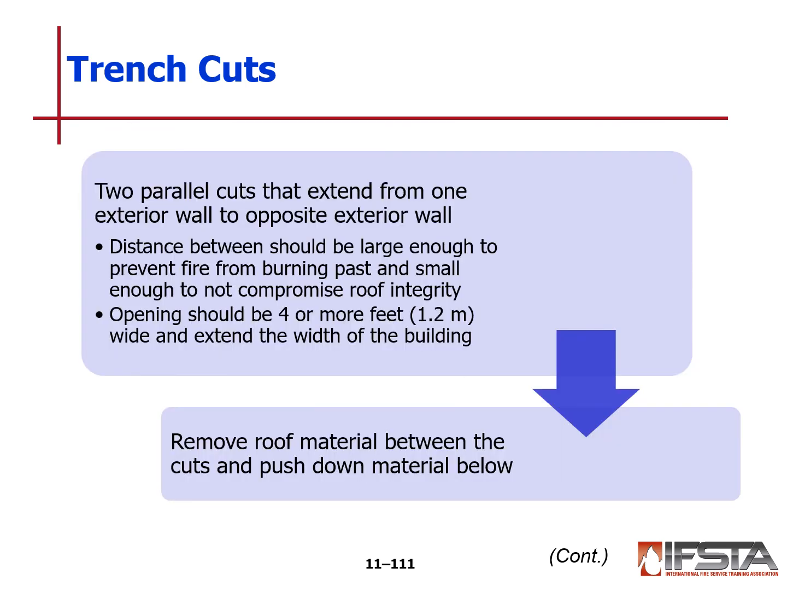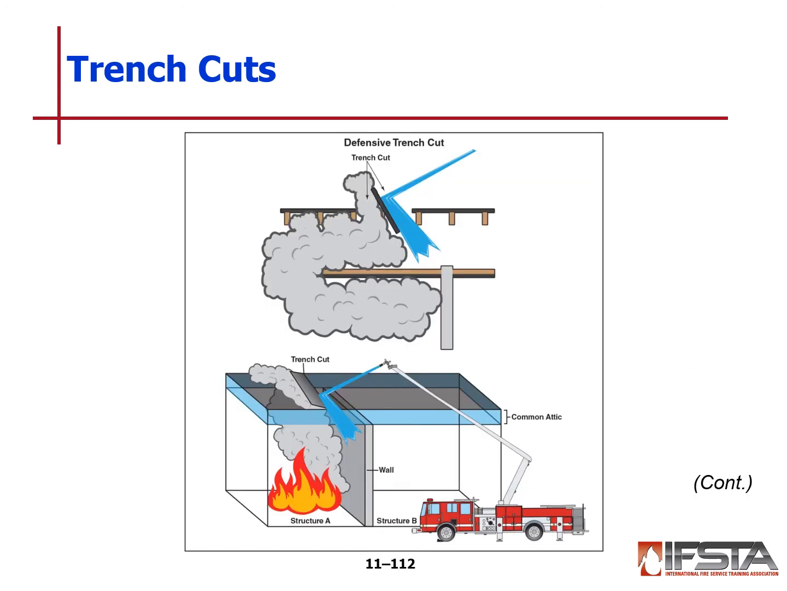2 parallel cuts that extend from one exterior wall to the opposite exterior wall. The distance between should be large enough to prevent fire from burning past and small enough to not compromise the integrity of the roof. The opening should be 4 or more feet wide and extend the width of the building. Remove the roof material between the cuts and push down the material below.